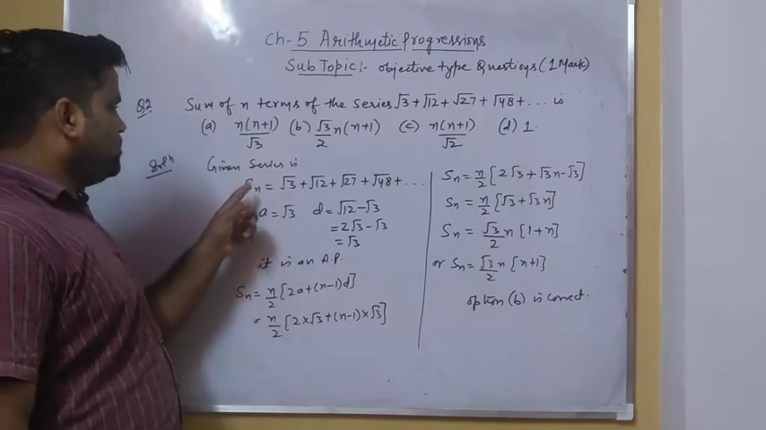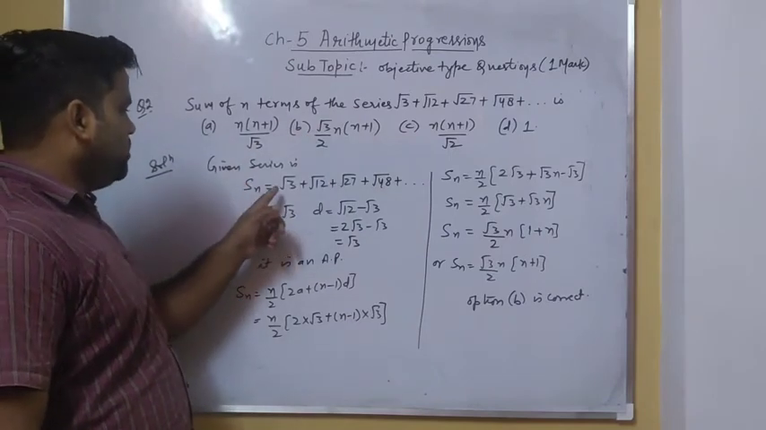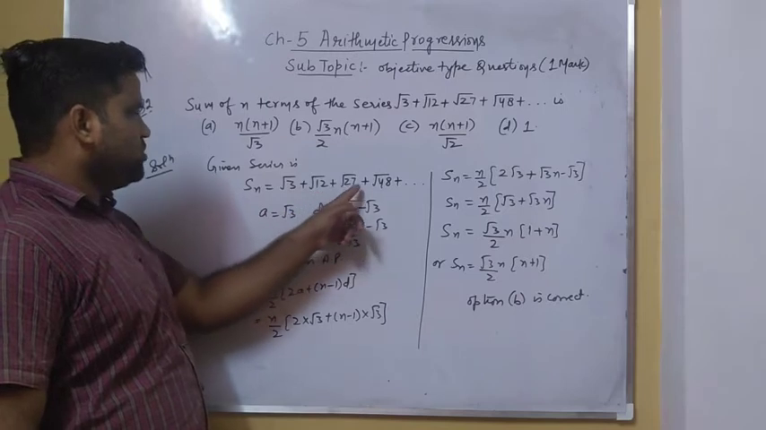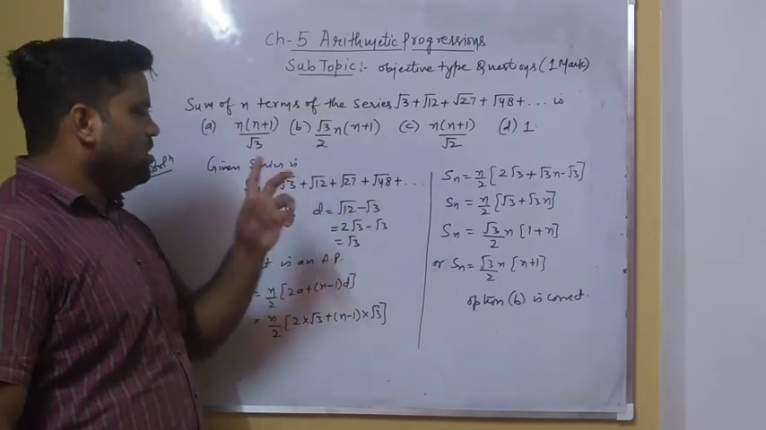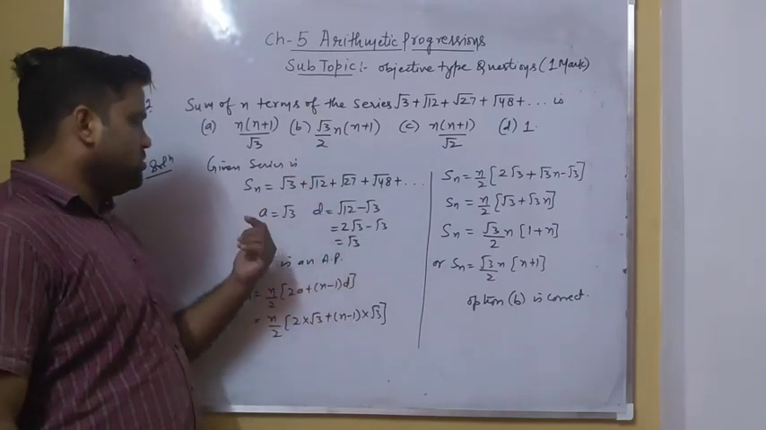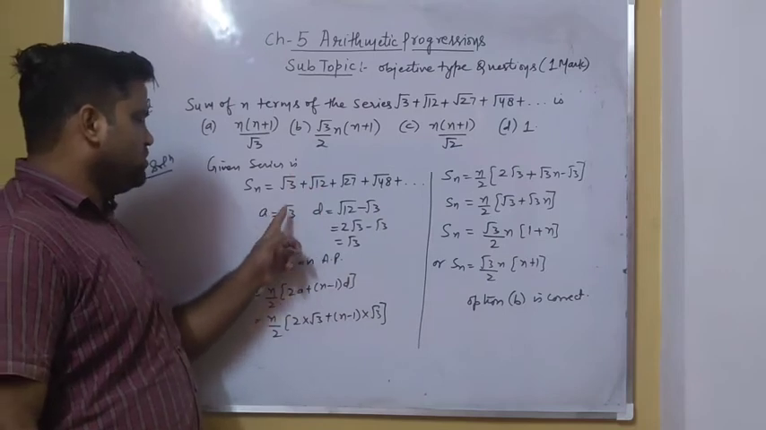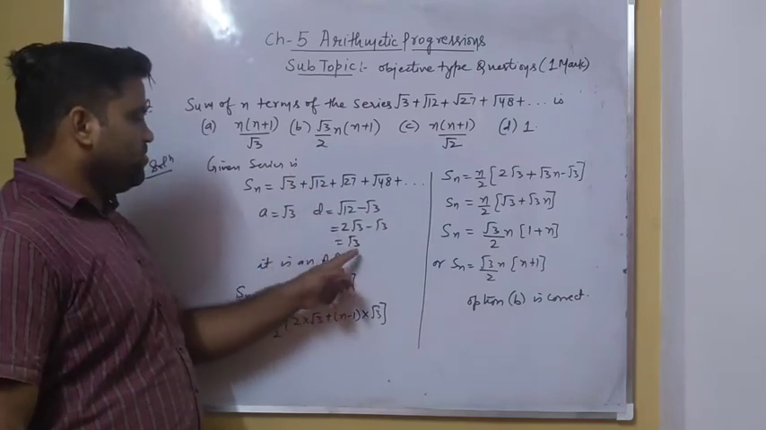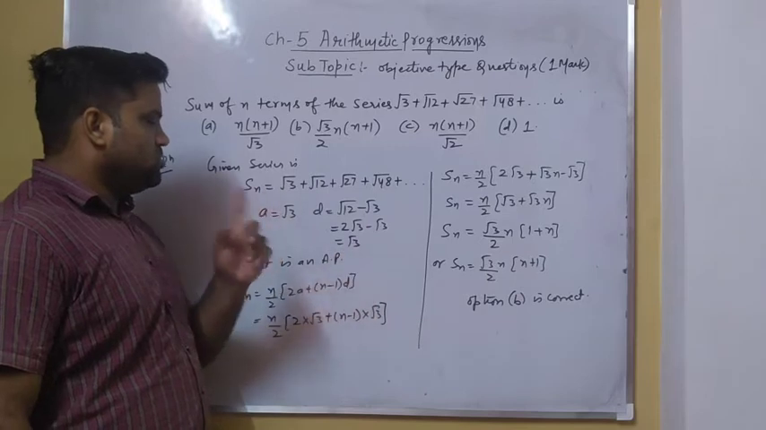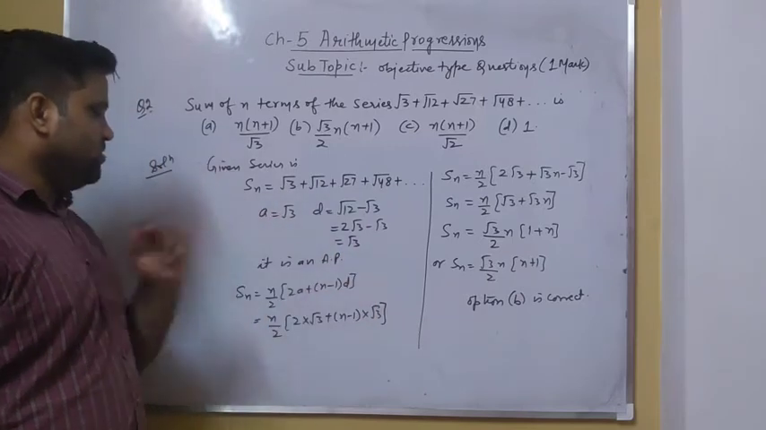We consider our given series as Sn equal to root 3 plus root 12 plus root 27 plus root 48 and so on. First of all, check whether it is an AP or not. Here we can see that our first term is root 3 and the common difference between the terms is root 3. So that's why it is an AP.